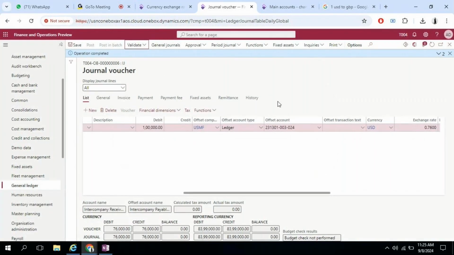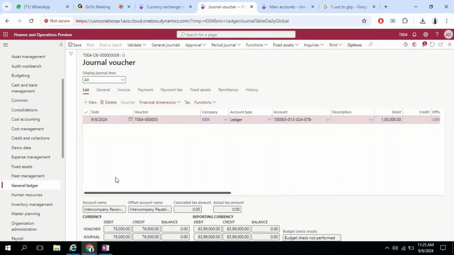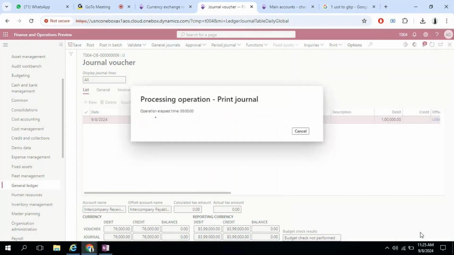So it is because of some syncing issue. Maybe something is missing in our code. So let me now try to approve it. Report as ready, approve it, and I will also run a report, the journal report. What will be the impact of this particular transaction when I post it in the system? What impact will I face? Click OK.